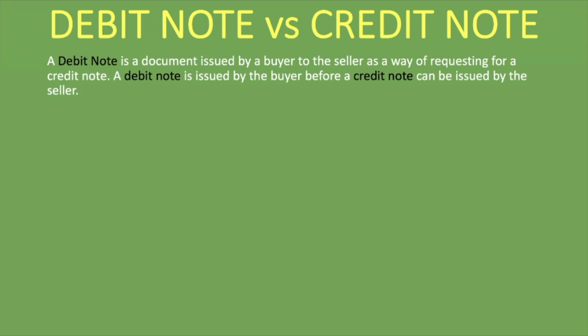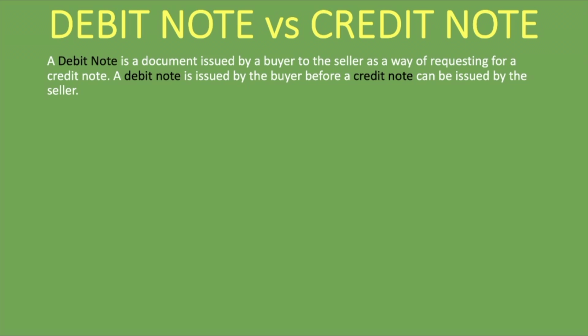If you didn't know what a debit note is, the first thing you have to note is that this is issued by the buyer, the one who is buying a product or buying services. You would issue it as a buyer, and you are issuing it to the seller as a way of requesting a credit note. Now, a credit note is a very important document. So if you are requesting a credit note, you would issue a debit note, and the one who sold to you would then issue you with the credit note.